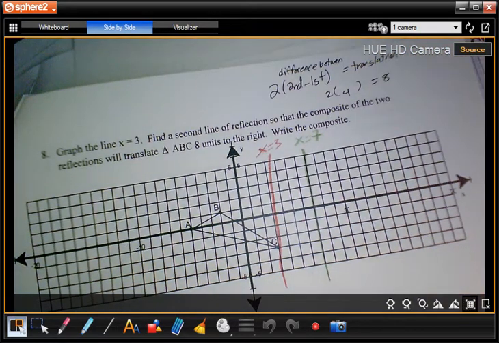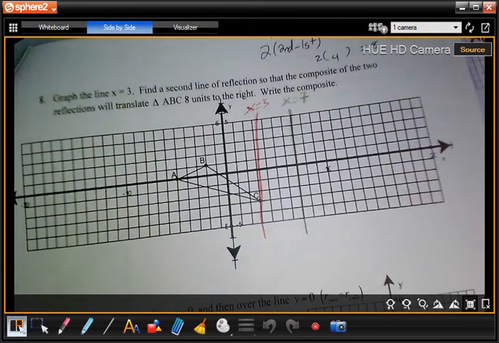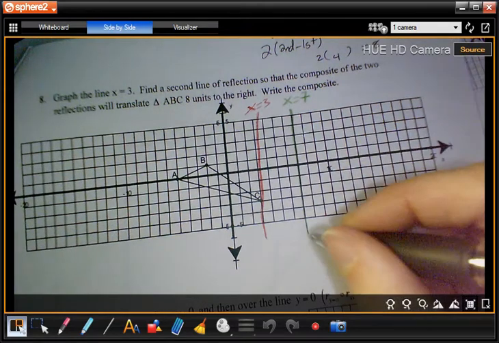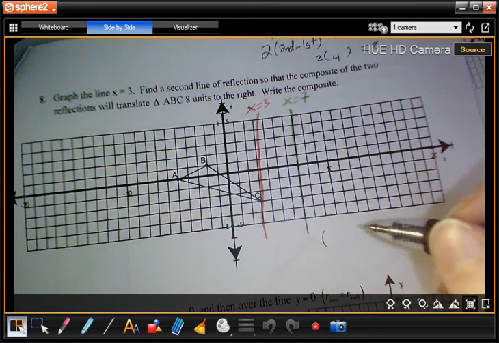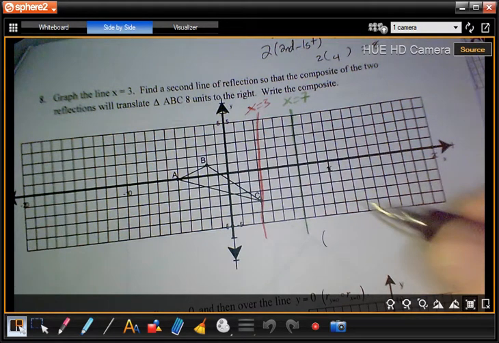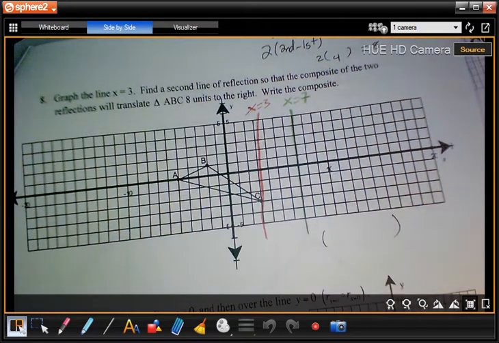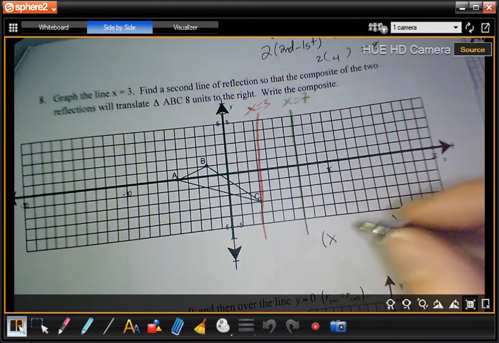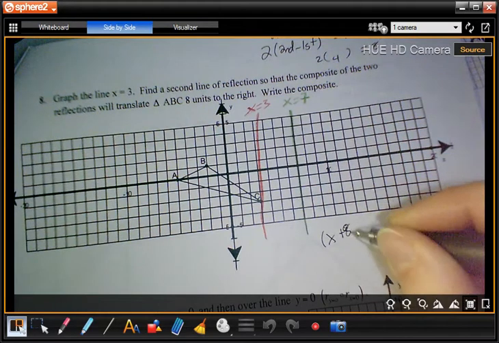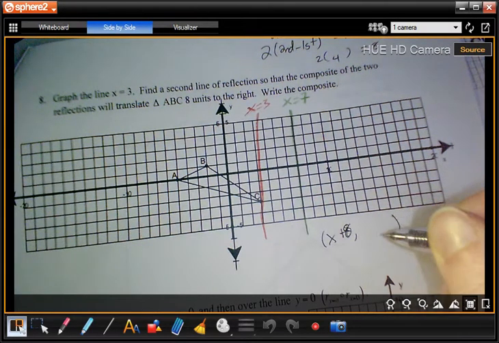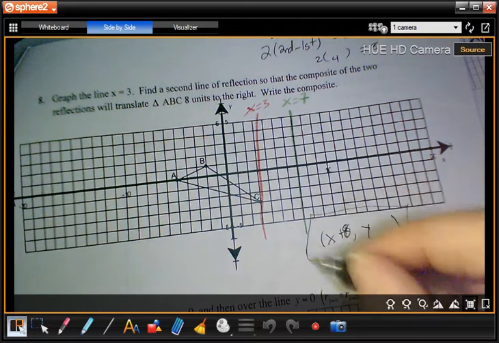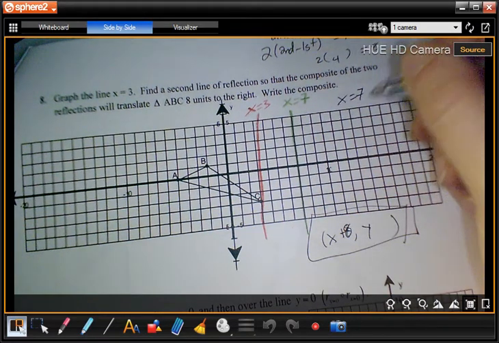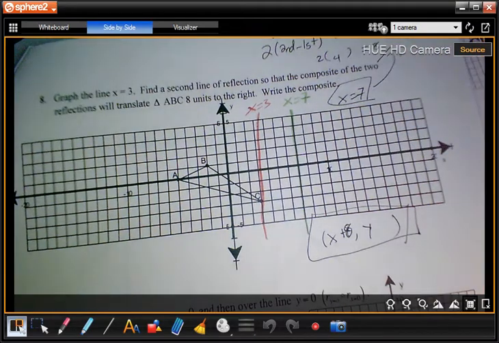And I'm not going to go through and reflect both of them to prove it to you because I know this is true, but you can do that. Okay, so what is my composite? Is anything happening when I reflect this? I'm moving 8 units to the right, which means I do what? X what? Plus 8? Because adding is to the right. Is my Y changing at all? No. This part and X equals 7, those two things you get 100%. If you want to reflect it, you can.